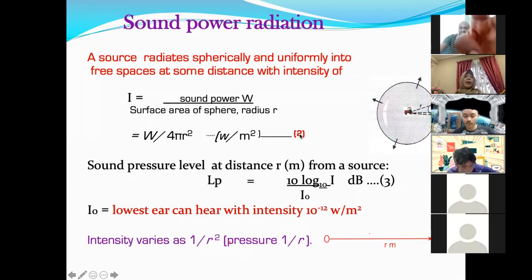And then how to get the pressure? We don't want the intensity. We don't want watt per meter square. Instead, we want dB unit. So we change it from equation two to equation three. By doing this, LP is equal to 10 log 10 of I divided by I reference. I reference is 10 to the power of minus 12. So you get LP. Don't worry, you don't need to remember this. So this is how we calculate from watt to dB.